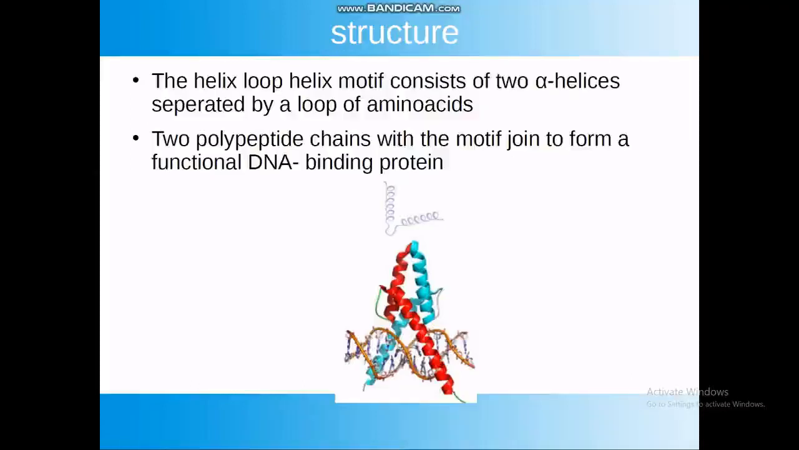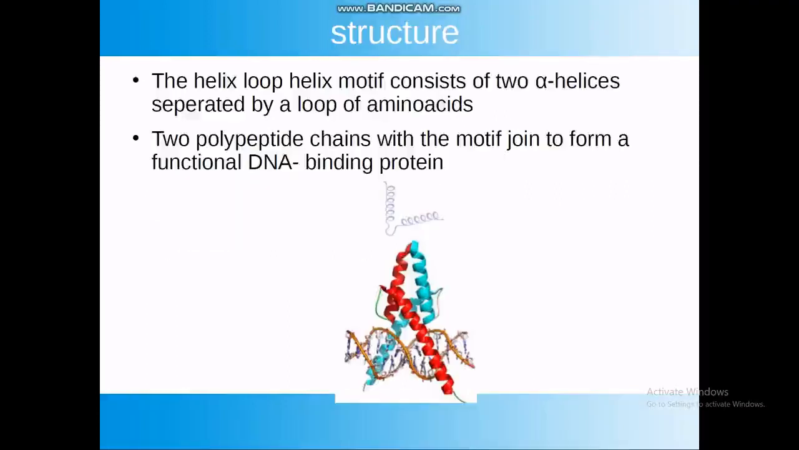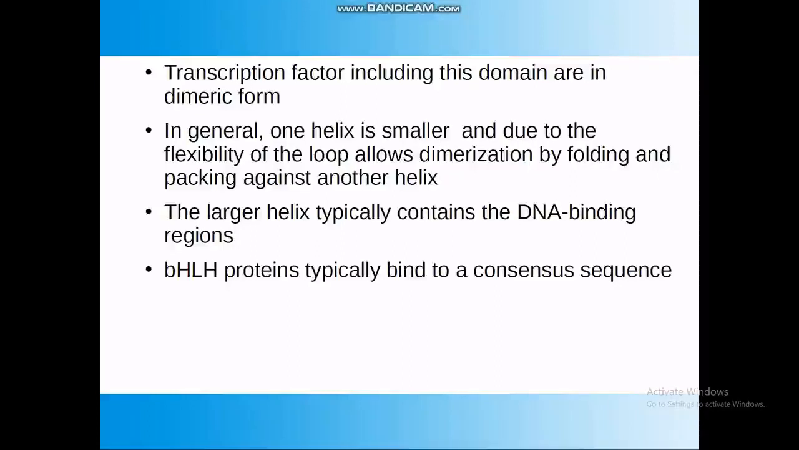Structure. The helix loop helix motif domain consists of 2 alpha helices separated by a loop of amino acids. The 2 polypeptide chains with the motif join to form a functional DNA binding protein. The transcription factors including this domain are in dimeric form. In general, one helix is smaller, and the other, due to flexibility of the loop, allows dimerization by folding and packaging against the other helix. The larger helix typically contains the DNA binding region.